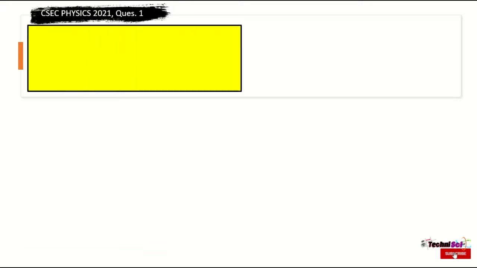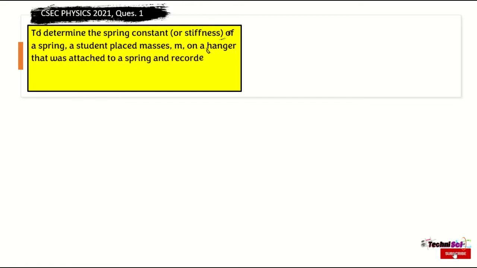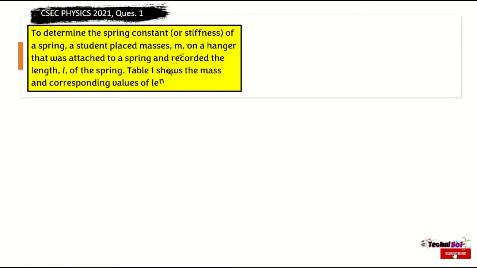Okay, so to go through this concept, we're going to be looking at a portion of the CSEC Physics 2021 paper. We're looking at question 1. The question reads: to determine the spring constant or stiffness of a spring, a student placed masses, symbol M, on a hanger that was attached to a spring and recorded the length L of the spring. Table 1 shows the mass and corresponding values of length.